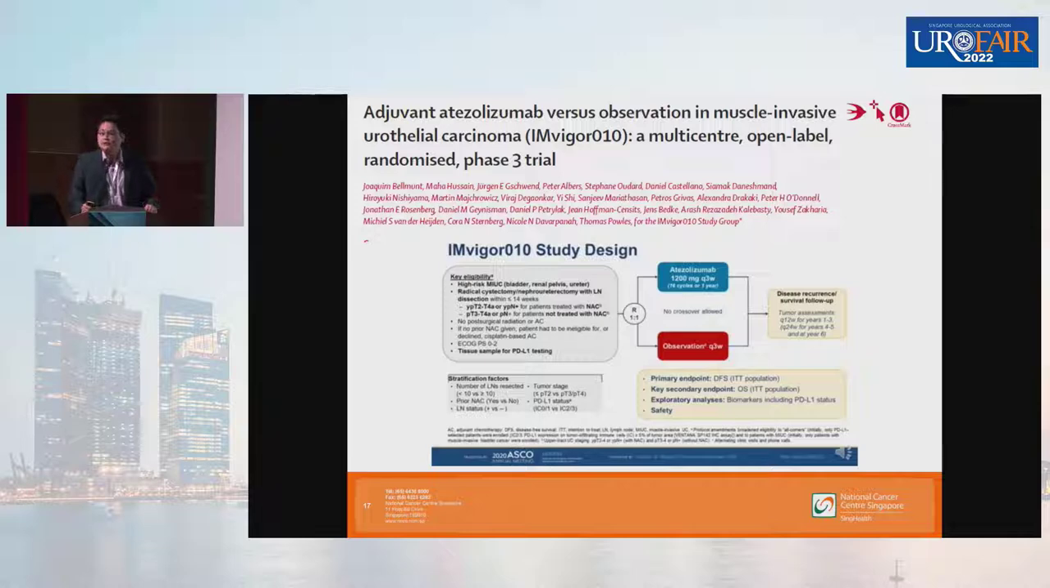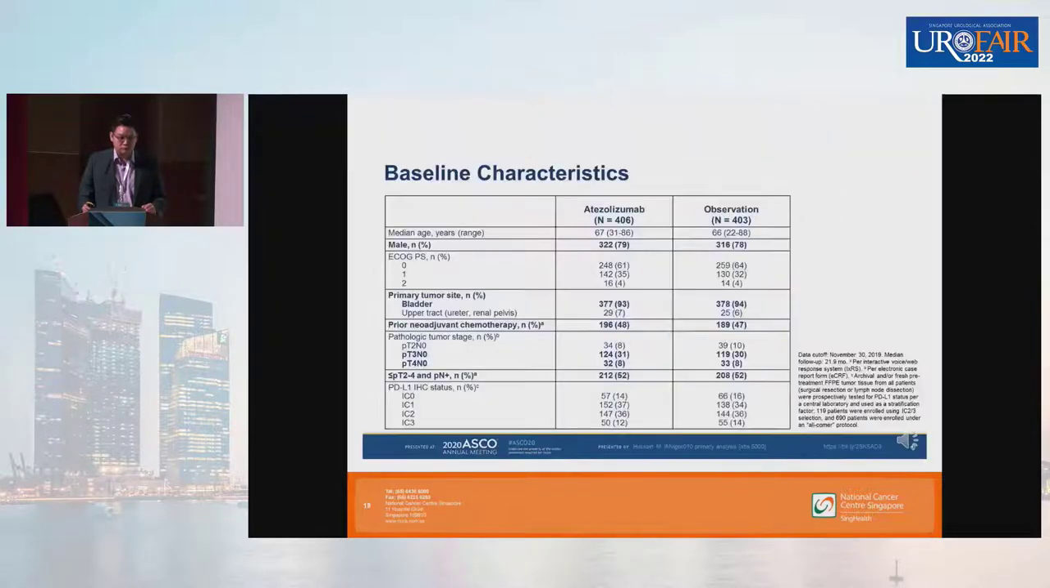I'll move on a little bit to talk about the next trial, which is the Atezo study, IMvigor010. Again, this study had a similar trial schema to the previous. It had two populations: patients who had neoadjuvant chemotherapy and patients who had radical cystectomy up front and did not have any adjuvant chemotherapy. Again, it was a one-to-one randomization to Atezo as well as placebo, and the primary endpoints were disease-free survival and overall survival. This is the baseline characteristics.